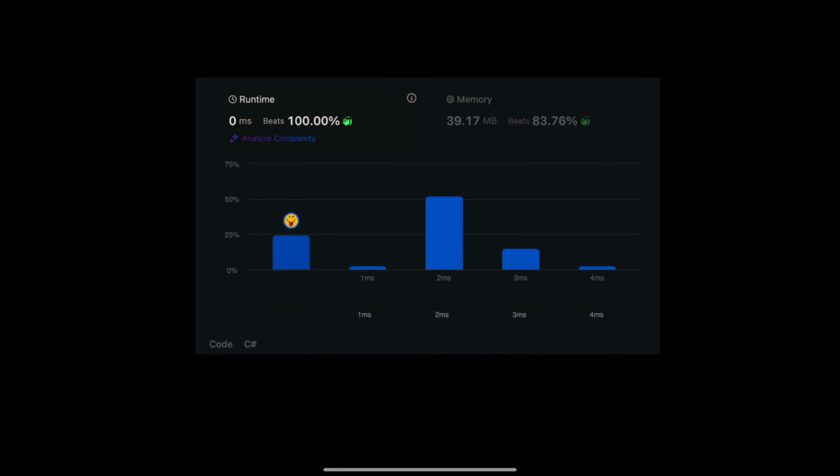This code when submitted on LeetCode beats 100% of the submissions in terms of runtime and nearly 84% in terms of memory.